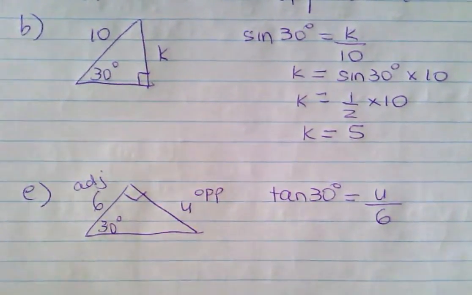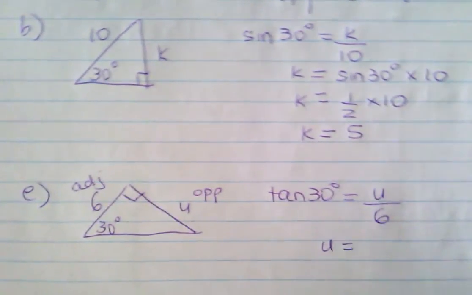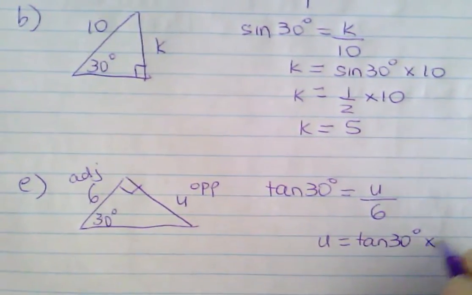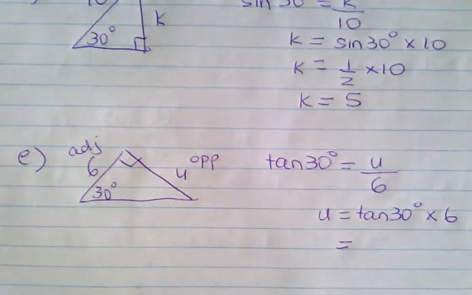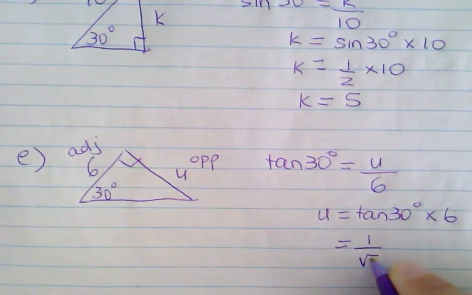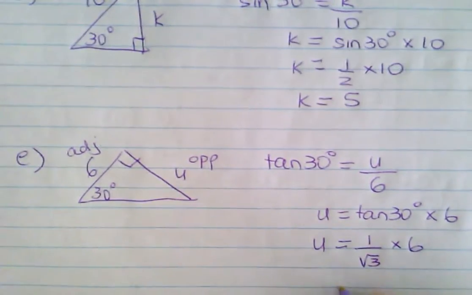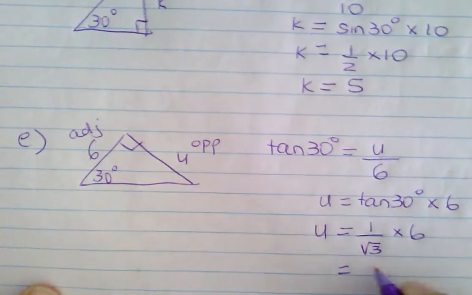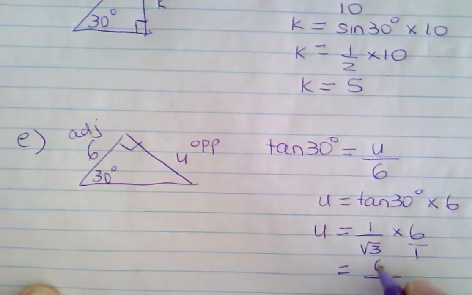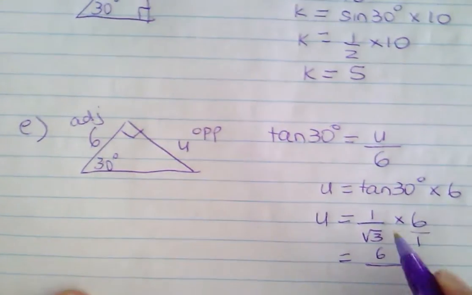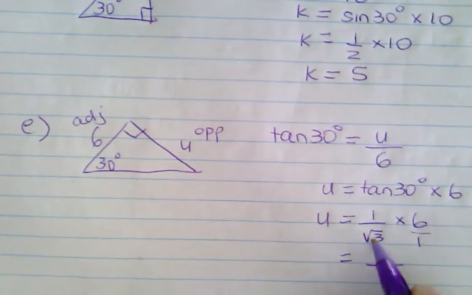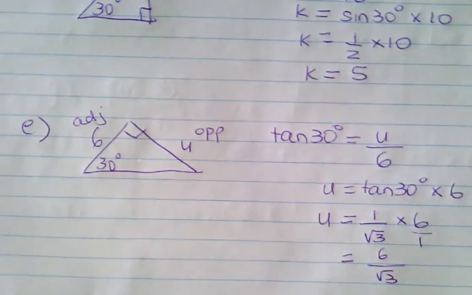How do I get the u on its own? U divided by 6, so u equals tan of 30 times 6. What's tan of 30? 1 over root 3, times 6. Now, 1 times 6 is 6. That's really 6 over 1. Tan 30 is 1 on root 3 times 6. When you're multiplying fractions with whole numbers, you can write the whole number over 1, multiply the numerators, multiply the denominators, 6 over root 3.